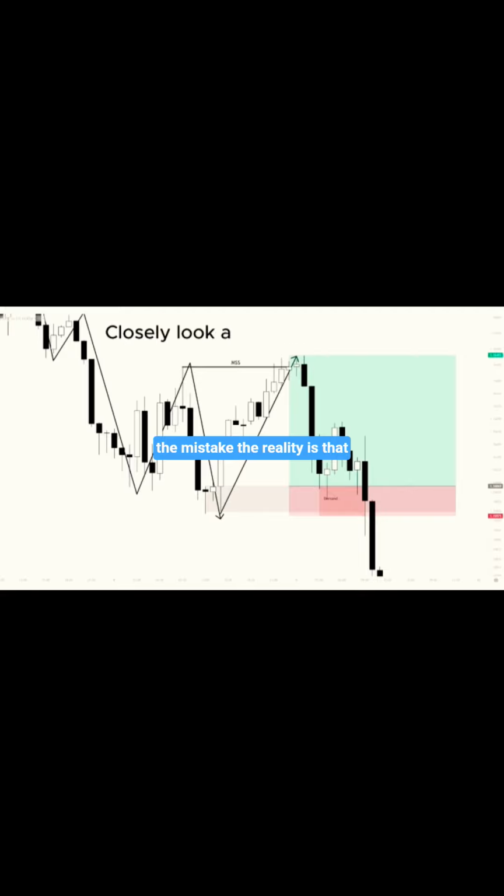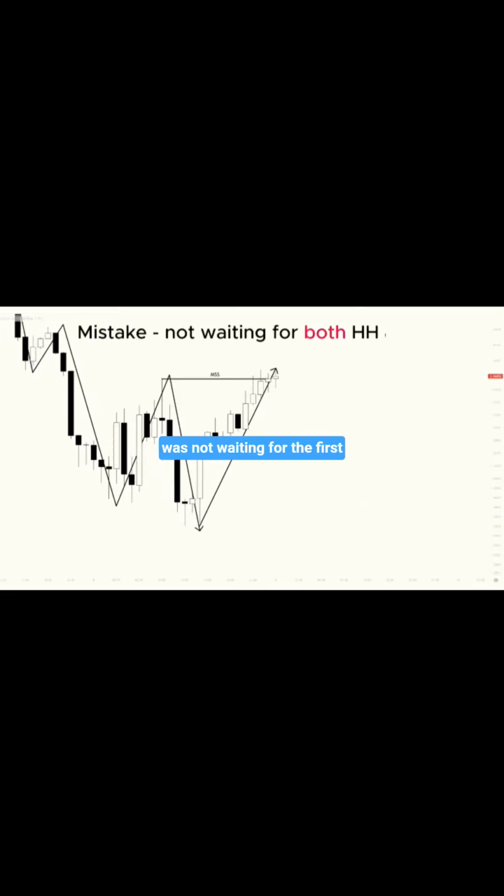The reality is that very few have paid attention to the formation of the swing points. Look here, we have a low, but then we have a lower low after, and it's from this low that we have later seen the push into a higher high. The problem is that up until this point, we do have a higher high, but we do not have a higher low. The mistake was not waiting for the first complete uptrend formation to validate.